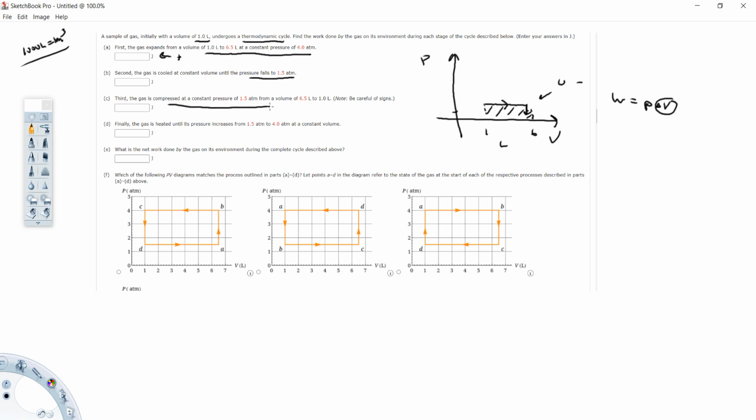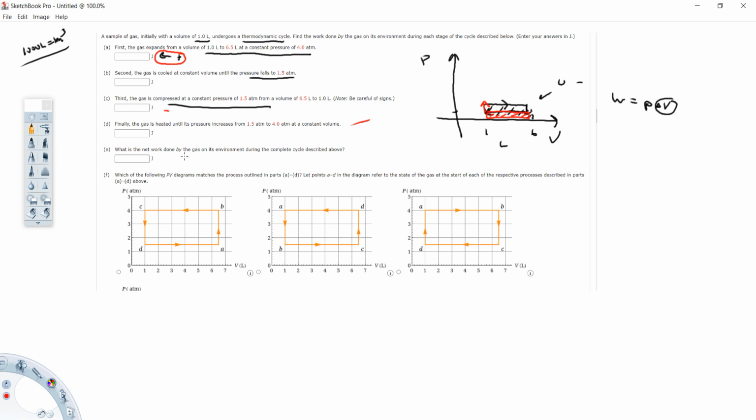The gas is then compressed. So in my PV diagram, we're going this way now. And then this area is going to give us the new work term. Right now we're compressing the gas. So by the way, if it accepts a plus sign for the answer of the first one, it's going to be looking for a minus sign for this one. And then heated until its pressure increases. So in my picture, we're going up here. And again, there's no change in volume. That'll give you an idea for this.